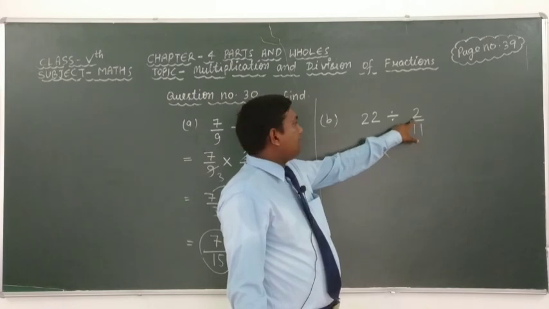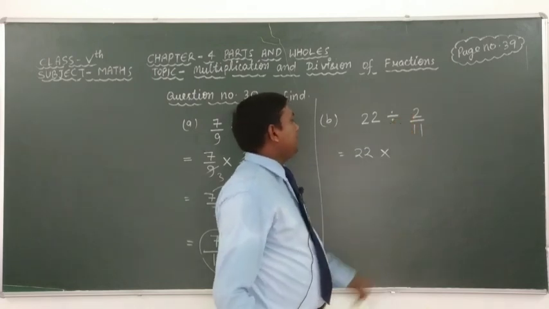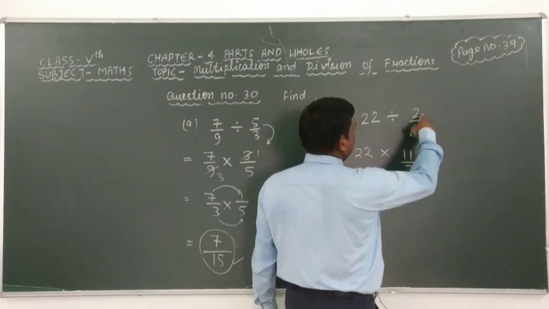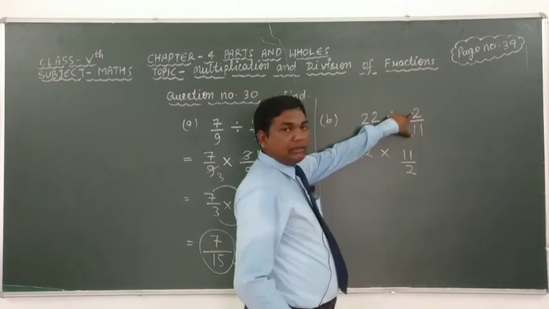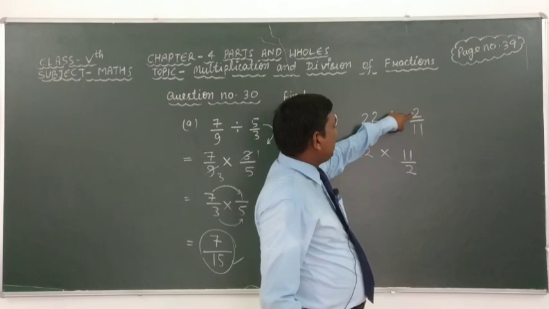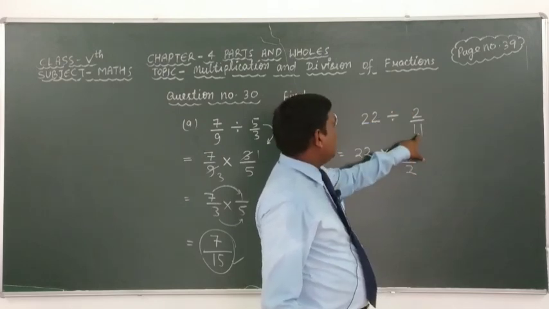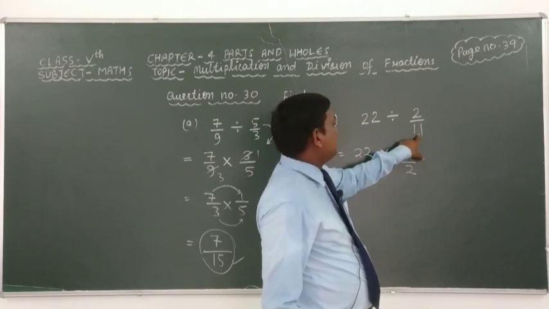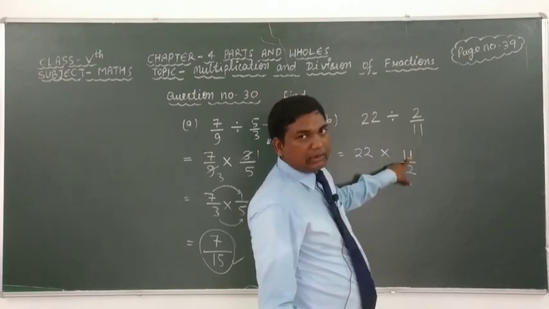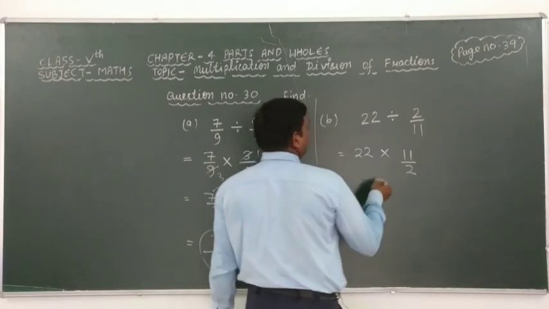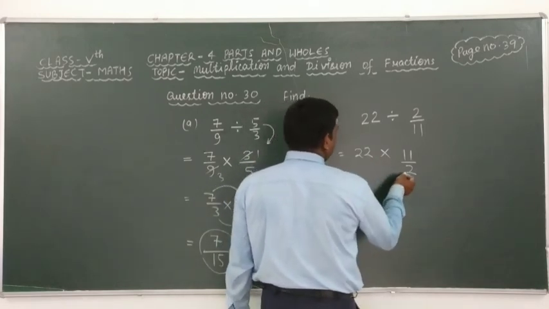the reciprocal of 2 over 11 is 11 over 2. This one, look at here carefully. Here given that 2 in numerator, therefore here we can write 2 in denominator parts. Okay, and here given that 11, therefore we can write 11 in numerator. Clear? Similarly, we can solve all given questions.